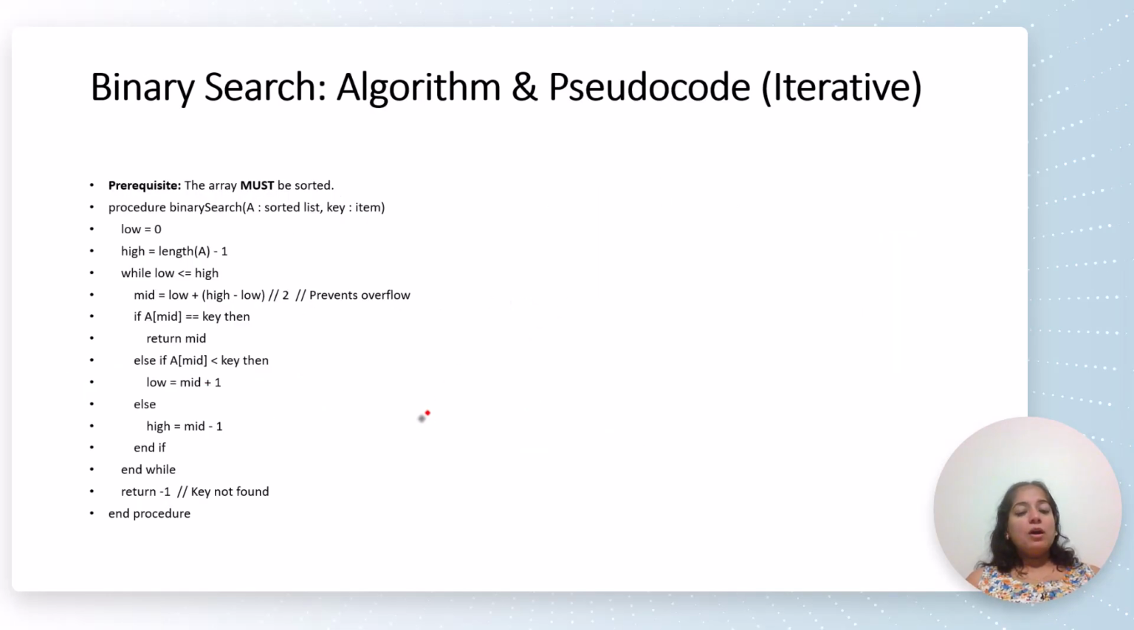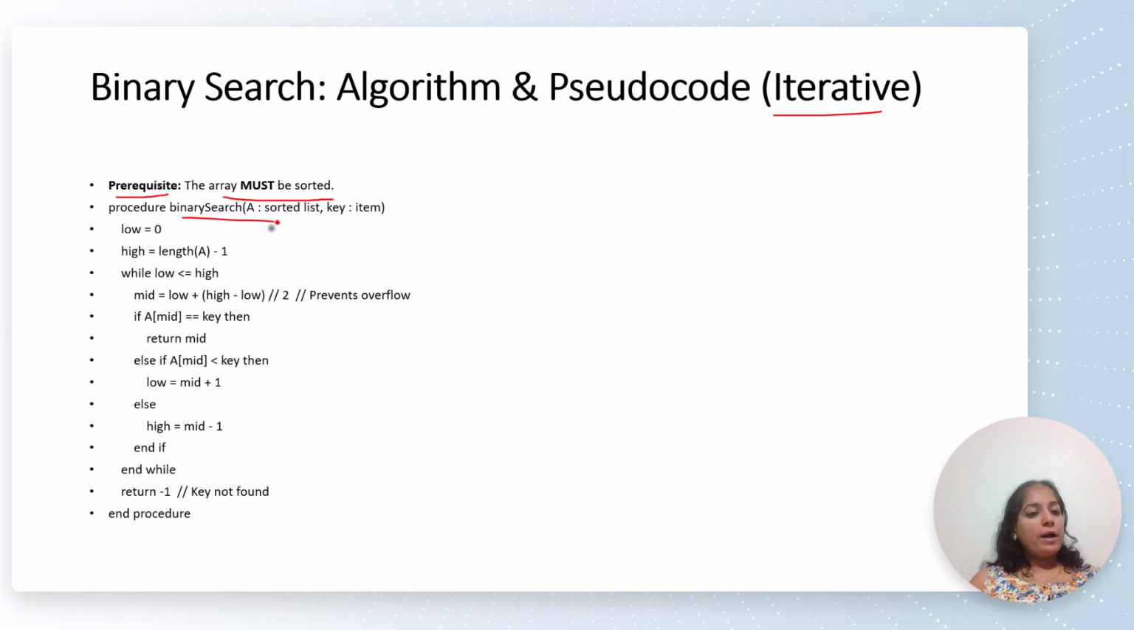So the binary search algorithm can be implemented as an iterative algorithm, using for loops or while loops, or it can be implemented as a recursive algorithm, right? We are using the iterative version here. Now, the prerequisite for binary search is that the array must be sorted. It does not work on an unsorted array.